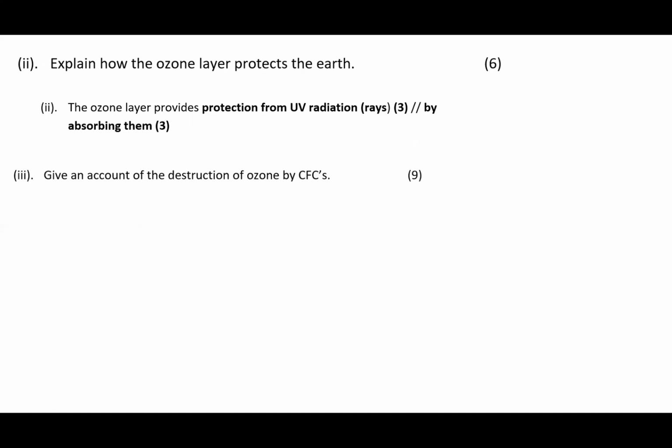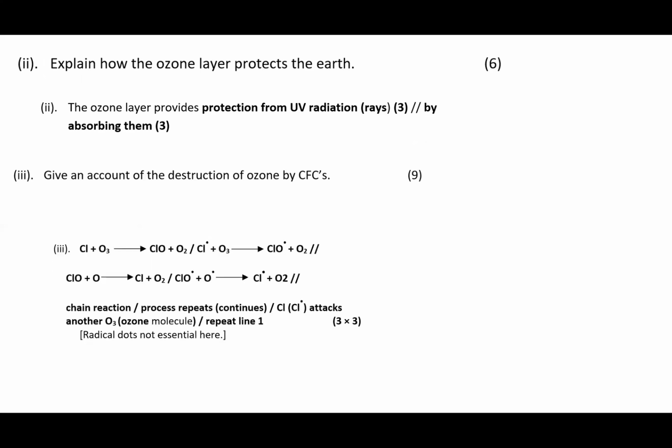Then on to part 2, explain how the ozone layer protects the Earth. The ozone layer provides protection from UV radiation by absorbing it. Give an account of the destruction of ozone by CFCs. Okay, so Cl plus O3 gives you ClO plus O2. Okay, and ClO plus O gives you Cl plus O2. And there is your solution there.